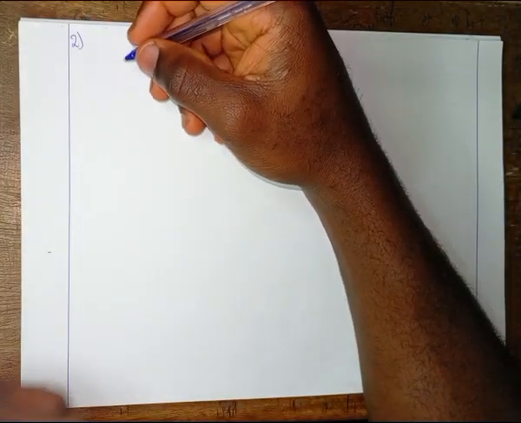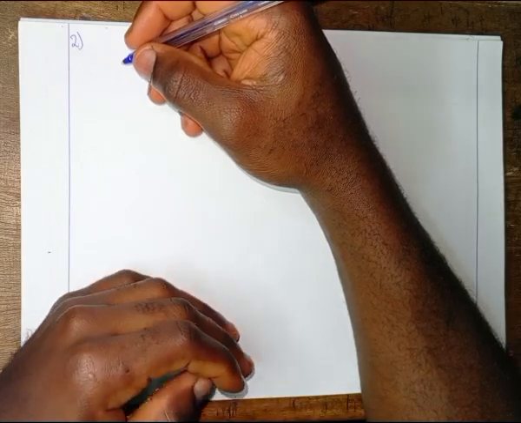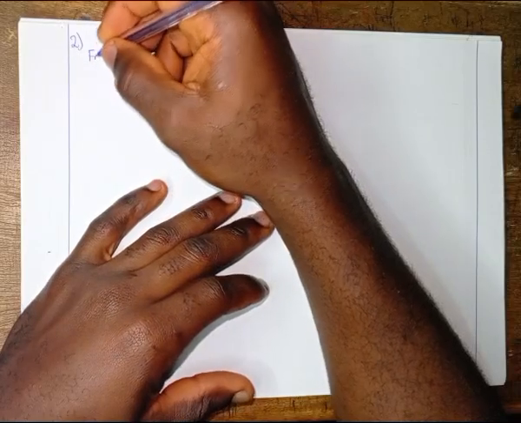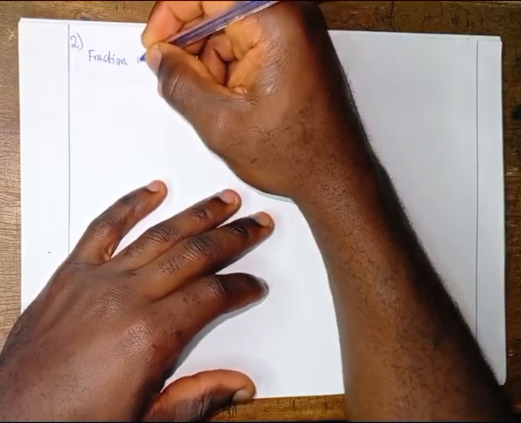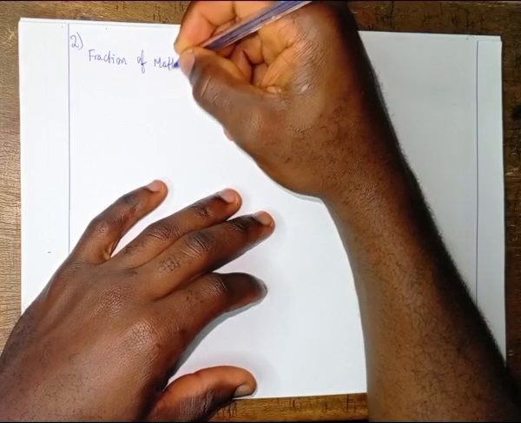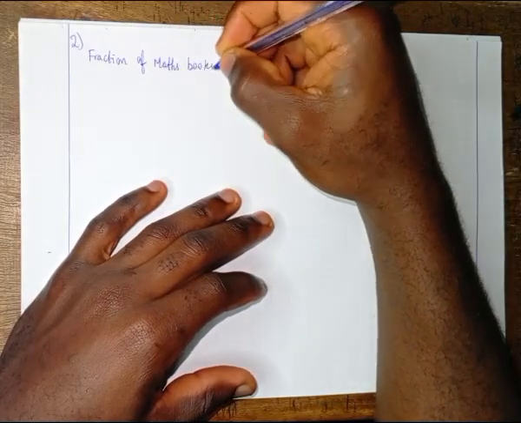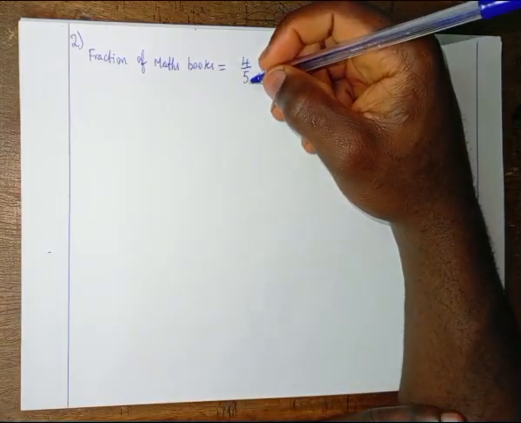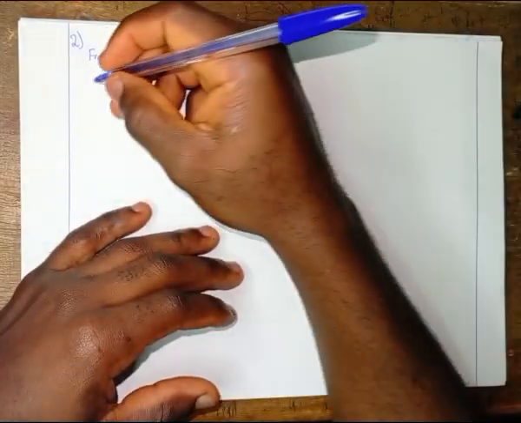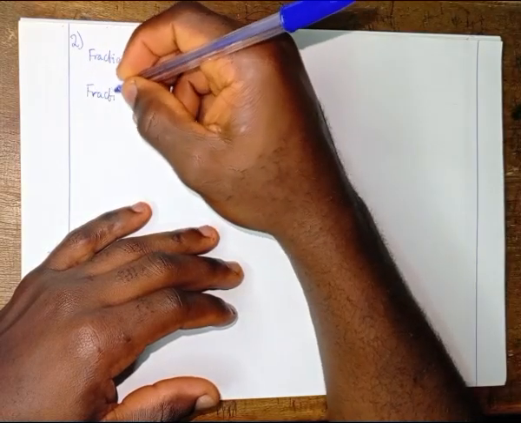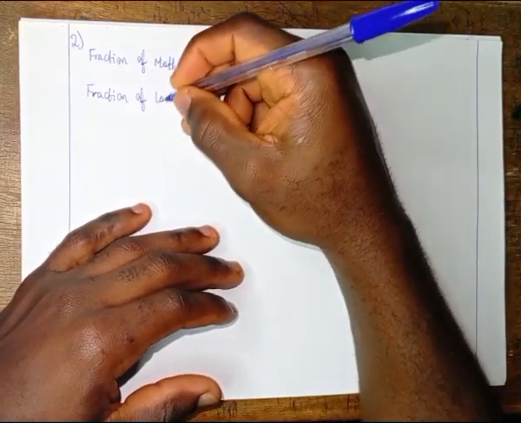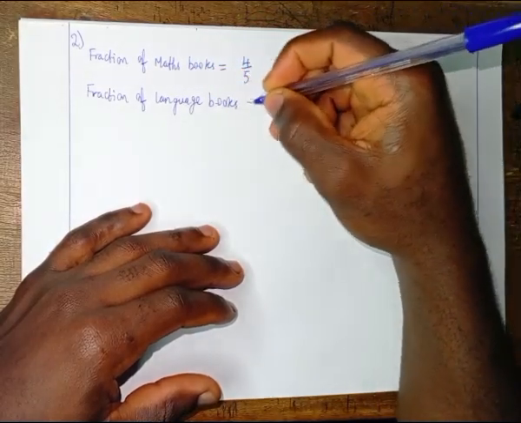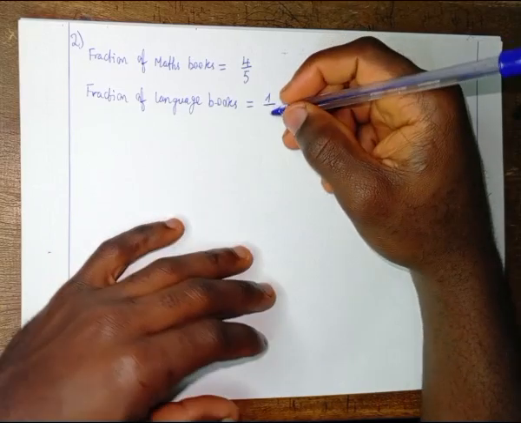Question 2 says, on my bookshelves, 4 feet of the books are maths. Well, let's write this down. Fraction of math books is equal to 4 feet. The next 1/8 are languages. Fraction of language books is equal to 1/8.